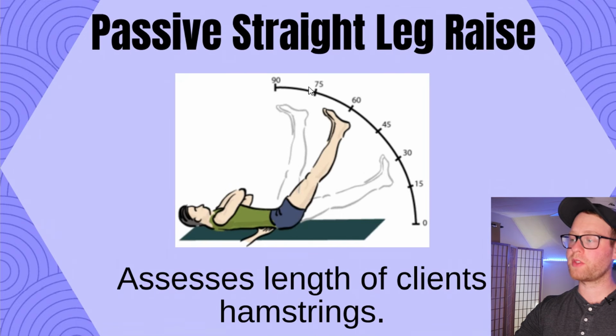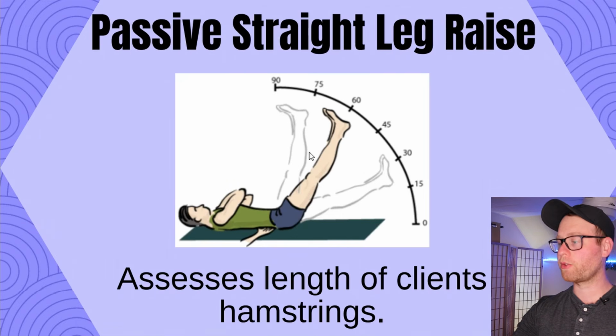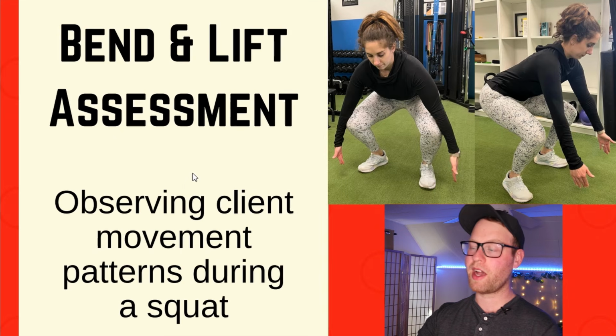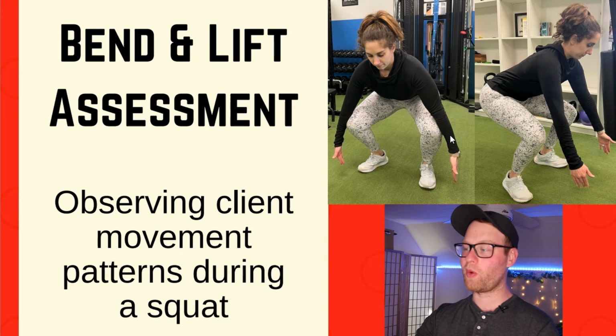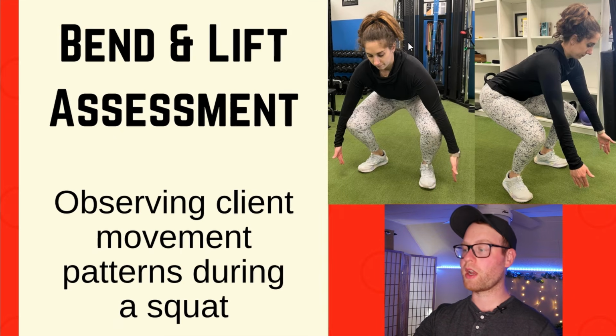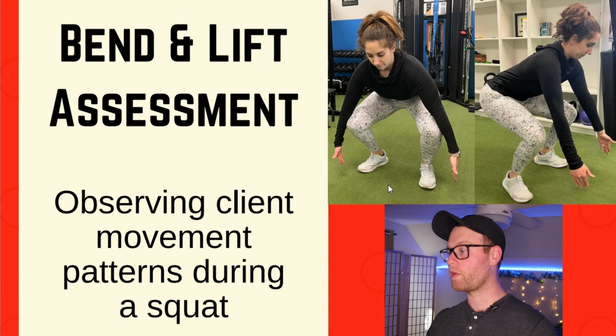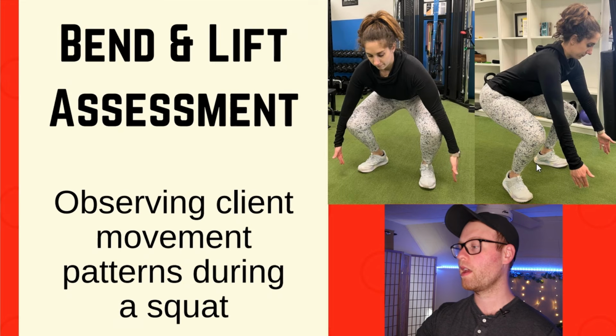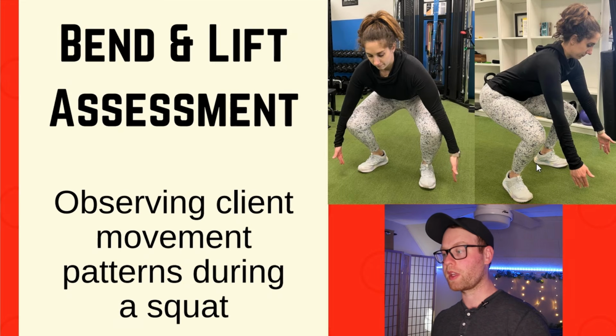We also have the passive straight leg raise, and you can tell by the picture here, but this is to assess the length of a client's hamstrings. We also have the bend and lift assessment, and I don't really know why they feel the need to call it the bend and lift assessment. It's a squat. So basically, you're just watching your client squat from the front and from the side. And you're not correcting form here. You're having a client do 10 reps, again, viewing some of those from the front and some of those from the side.